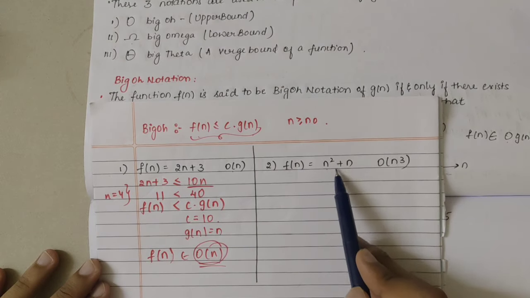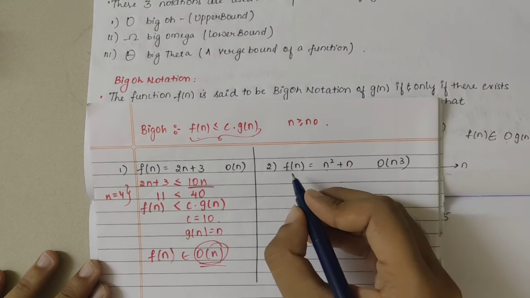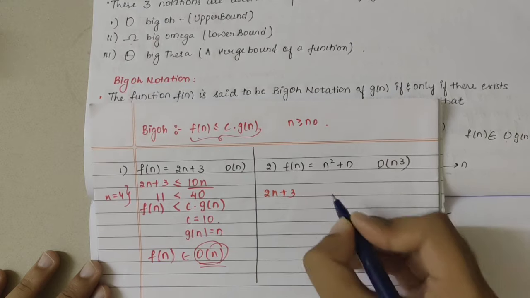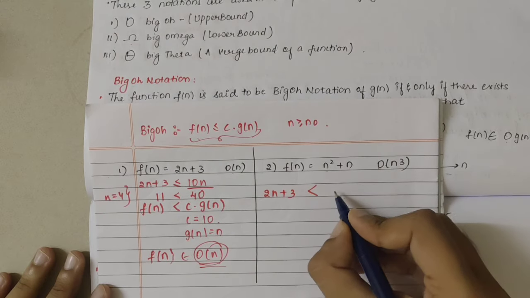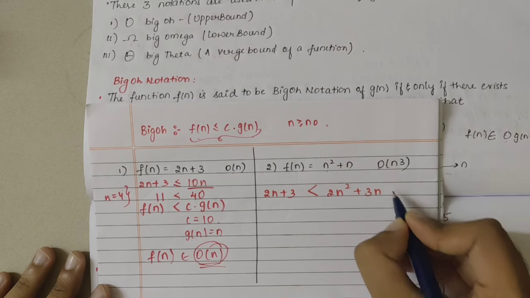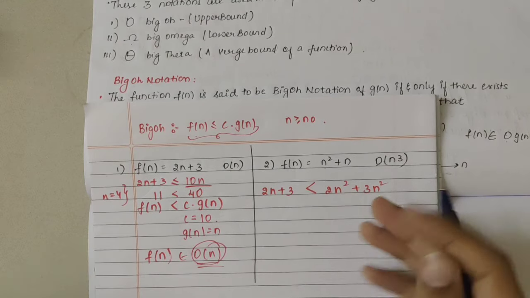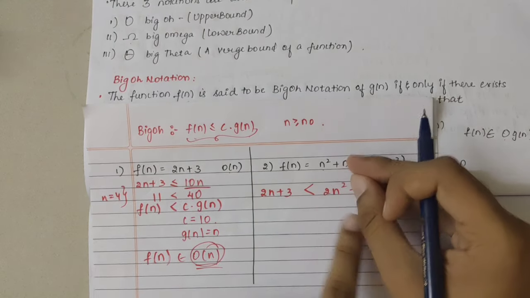F of n is equal to n square plus n. I need to prove that it obeys order of n cube. So in order to prove order of n cube, I'll write f of n value here first, 2n plus 3. The greater value should be there, n square plus n. Here I'll put 2n square plus 3n, or 3n square I'll write. I have to fill something here such that this has to be less than this.